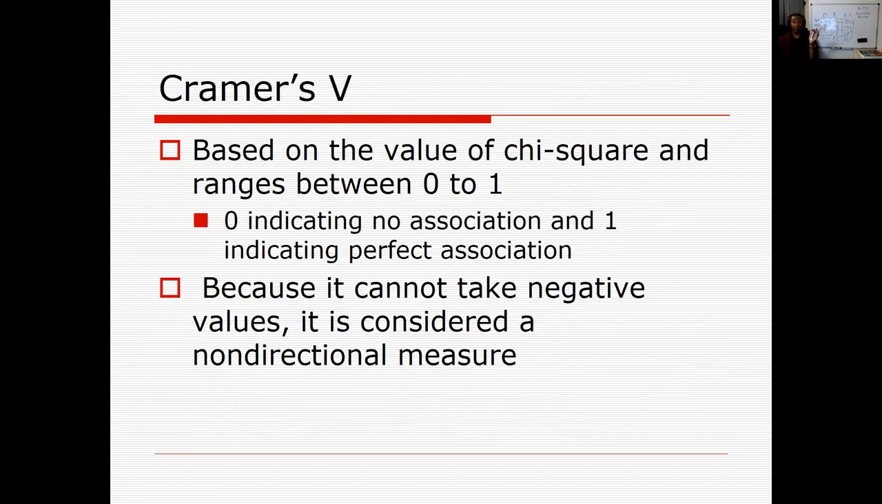Now, like I said, lambda doesn't always work. So when lambda doesn't work, you're going to use Cramer's V. Okay. The way you go about calculating Cramer's V is based on the value of the chi-square. It can range from 0 to 1, and you're going to be using this for nominal level data. Because it's nominal, you're not going to have any negatives, because there's no direction, there's no order to the categories of nominal variables. If Cramer's V is 0, there's no association. If it's 1, it's a perfect association or perfect relationship.